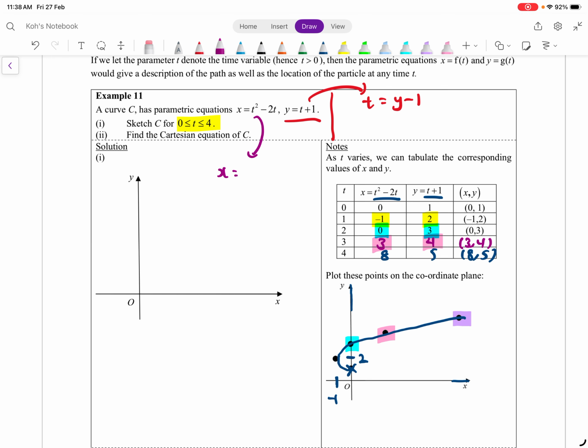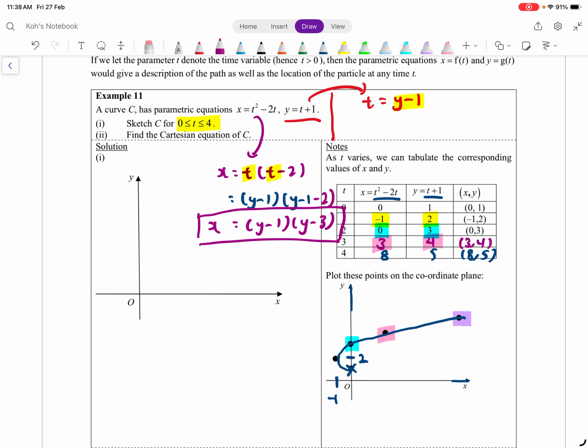So x is equal to t, and I do a bit of factorization: t times (t minus 2). So what we can do is, wherever you see the t, just put in y minus 1. So the t here is y minus 1, then y minus 1 minus 2. So this will lead you to x equal to (y minus 1)(y minus 3). Then of course you just need to simplify to get the Cartesian equation. You can see that now from parametric, it has become a Cartesian equation, because it's now in terms of x and y only, without the third variable t.